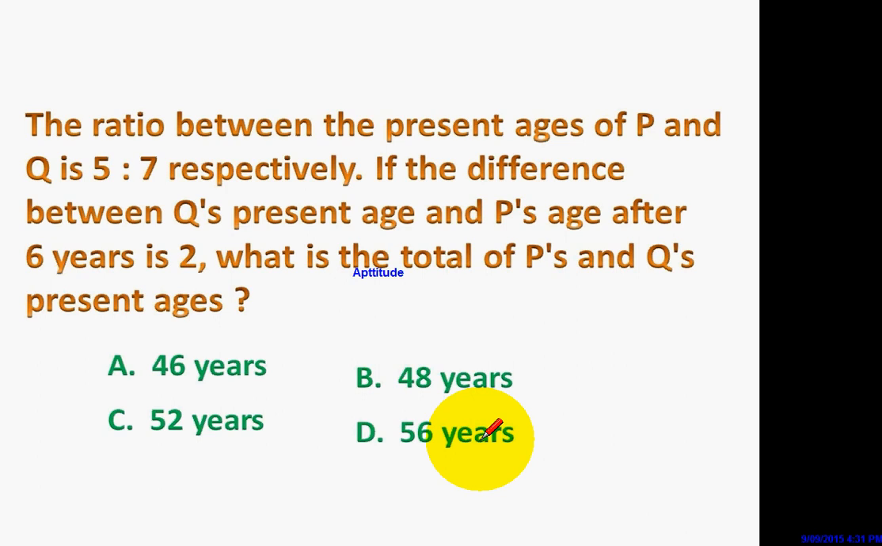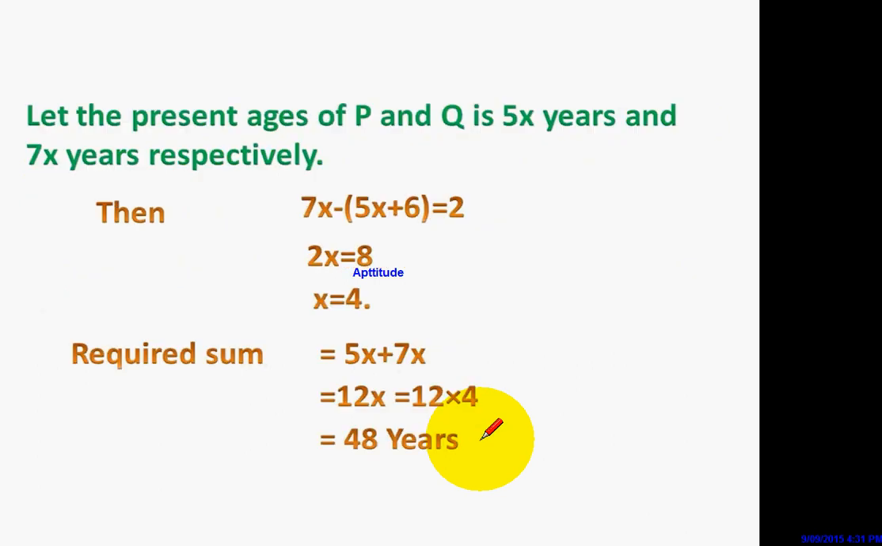Okay, now let us first try to calculate the present ages of P and Q individually. So the ratio is there, so the assumption is to multiply the common factor with the ratio. So the present ages of P and Q can be taken as 5x and 7x.